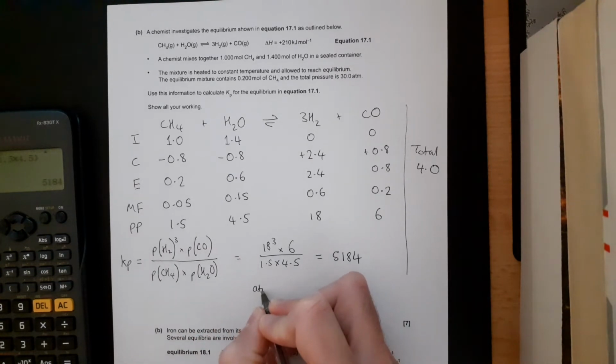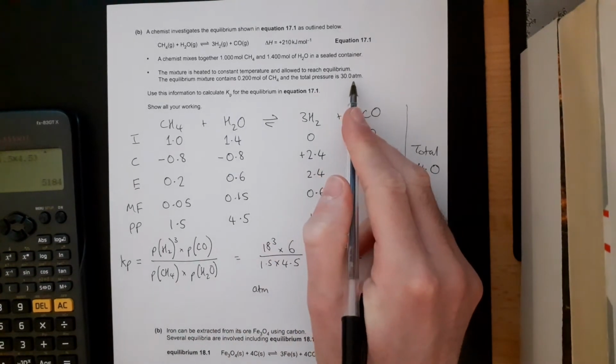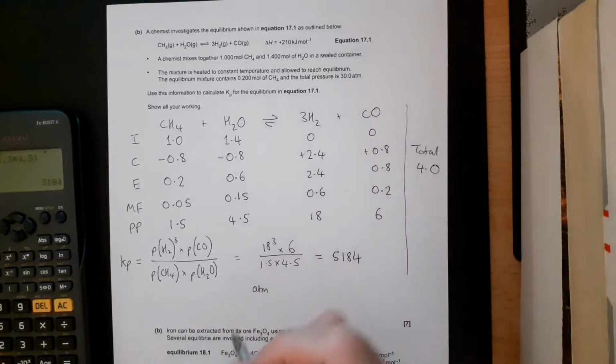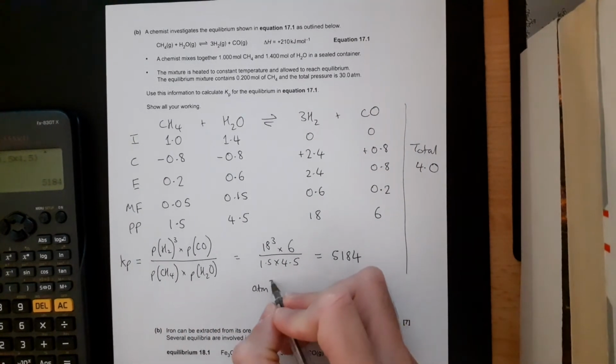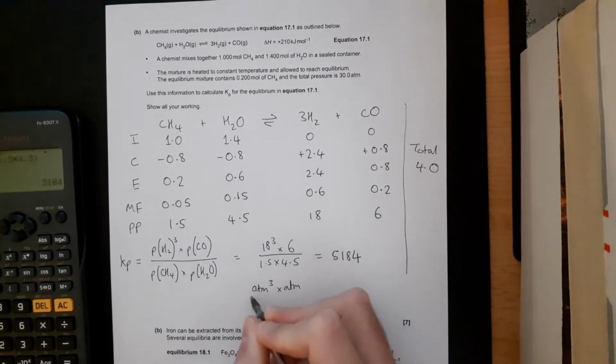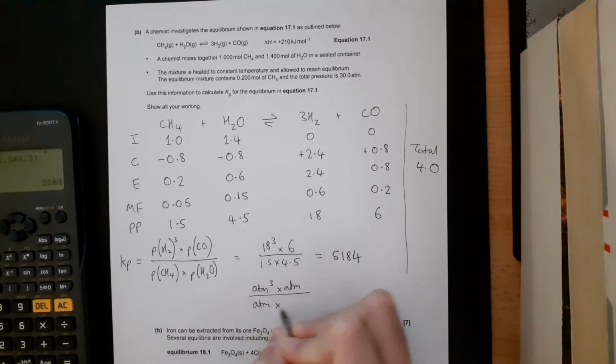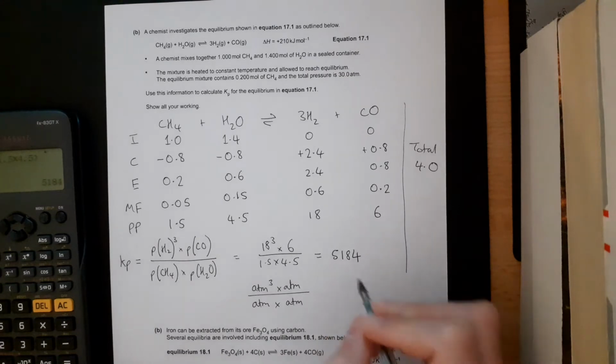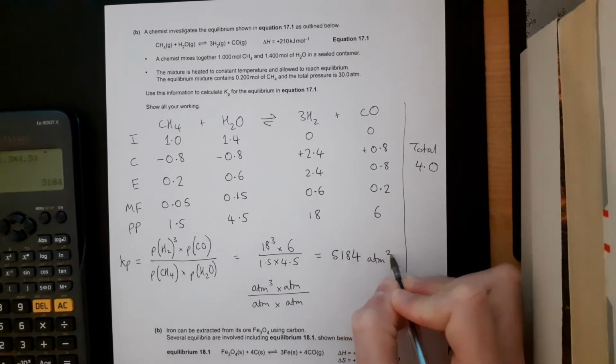So it's going to be atmospheres, because we've used atmospheres here. Again, you don't need to do any sort of conversion from atmospheres to pascals or anything like that. So it's going to be atmospheres cubed times atmospheres over atmospheres times atmospheres. So therefore we've got atmospheres to the power of 4 divided by atmospheres to the power of 2. So it's going to come out as atmospheres squared.